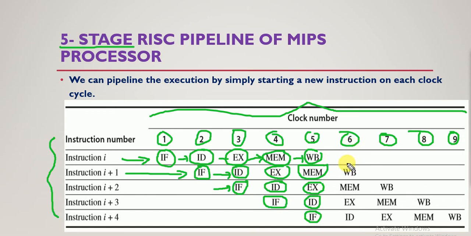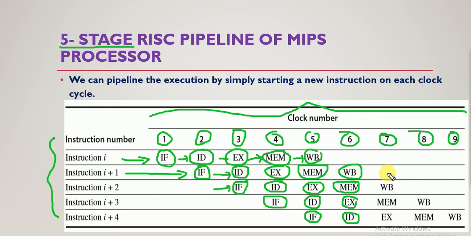Now in the sixth clock cycle, instruction I does not require any more operation, so it is not doing anything. Then instruction I plus 1 will write the result. At the same time, I plus 2 will write memory. Then I plus 3 will do execution, and I plus 4 will do instruction decode.